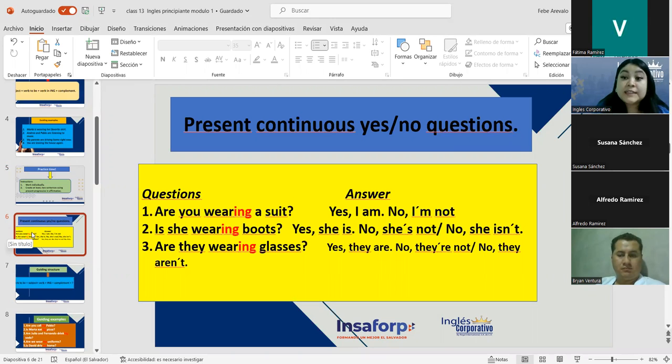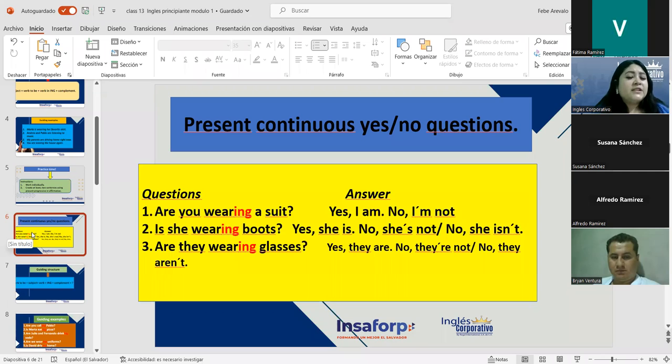Yo les expliqué a ustedes desde el primer tema que vieron, que era el verb to be, que siempre vamos a tener yes or no questions o vamos a tener WH words questions, right? En cada tema gramatical, en cada statement, right? So let's check. These are yes or no questions. Estas son yes or no.